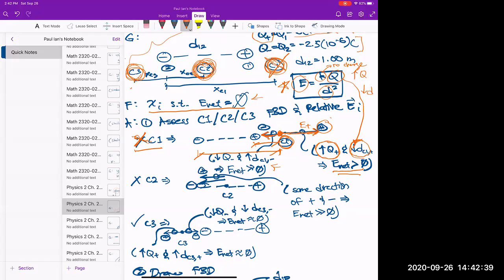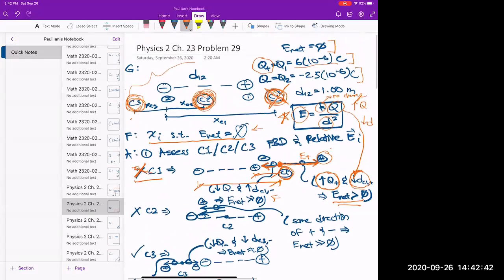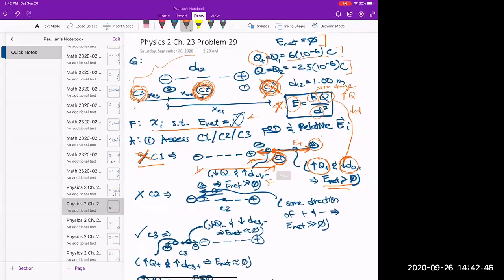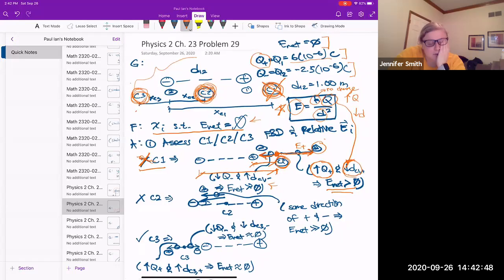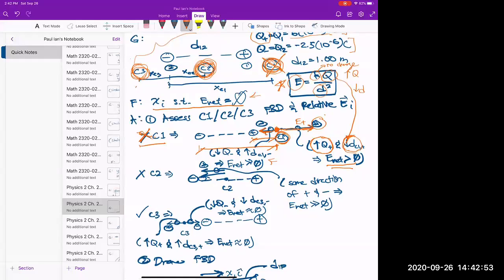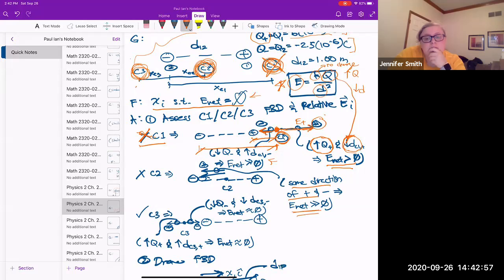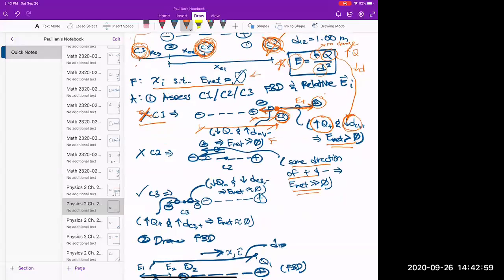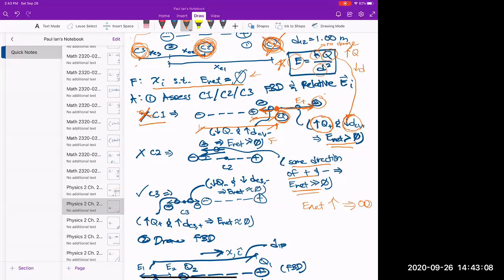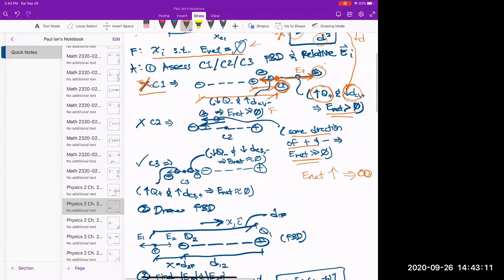Sometimes some of these get intuitive, and that's why it's always good to drive the thought. If they're going the same direction, they can't cancel each other. They're just going to amplify each other. So the net is going to be very large. That's why they're saying here that this is going to tend to infinity. So this one doesn't work either.